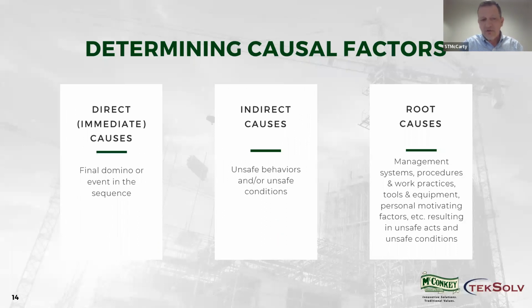So in determining causal factors, there's kind of the domino effect, the direct or immediate cause. That's what we really see. The final domino in the sequence, the immediate cause of the injury, but behind that, there's an indirect cause, whether it's an unsafe or at-risk behavior or unsafe condition that's driving that. And then we look to the root cause, what kind of management system deficiency or inadequacy, procedures and work practices, tools and equipment, and so on.